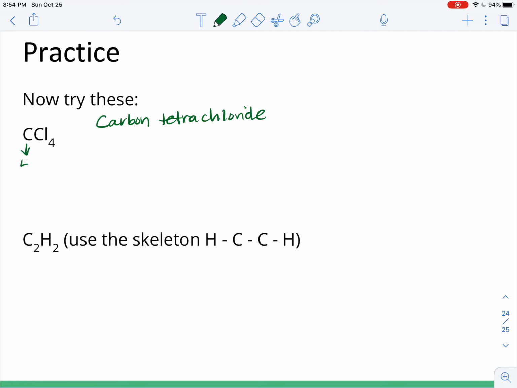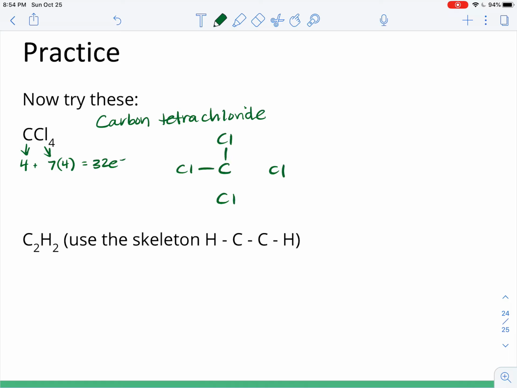Well, carbon has a total of 4 valence electrons on the periodic table, and chlorine has a total of 7, but we have 4 chlorines. So that's 28 plus 4, that's a total of 32 electrons. Let's draw our skeletal structure first. 1 carbon, that must be the central atom, and I have 4 chlorines. So I'll just spread them out around this carbon. I'm going to connect the single bonds first and then start drawing lone pairs on the terminal or outside atoms. So I need to get to 32 total.